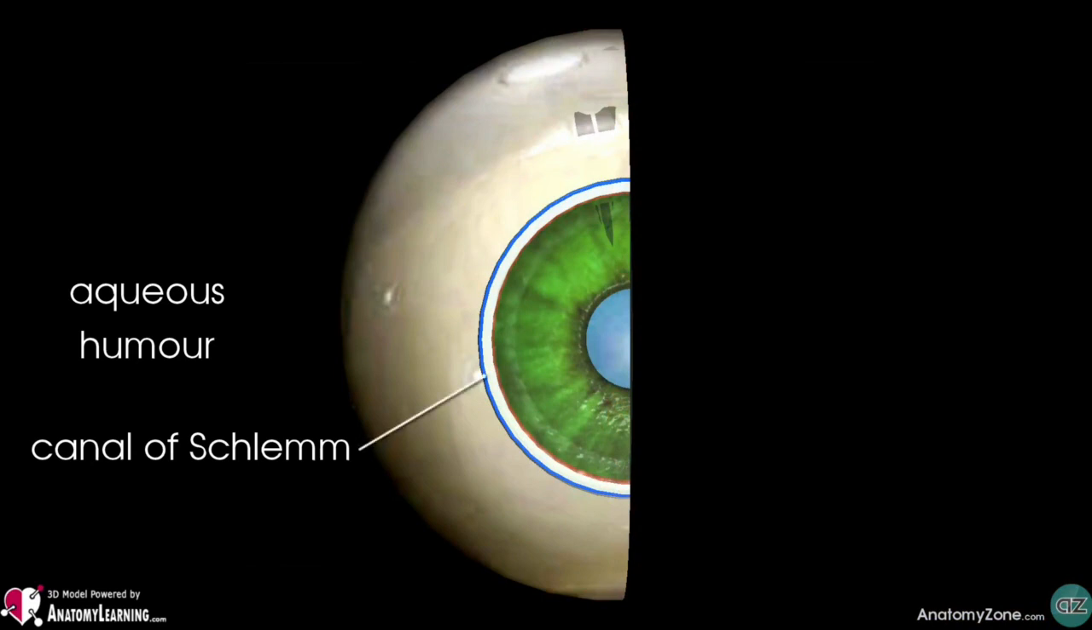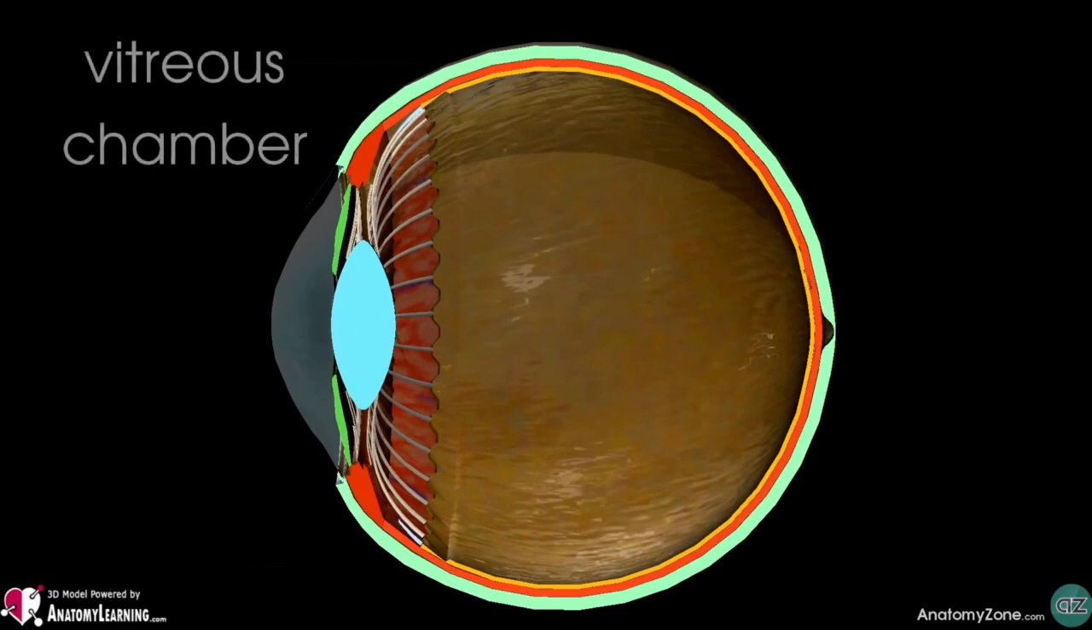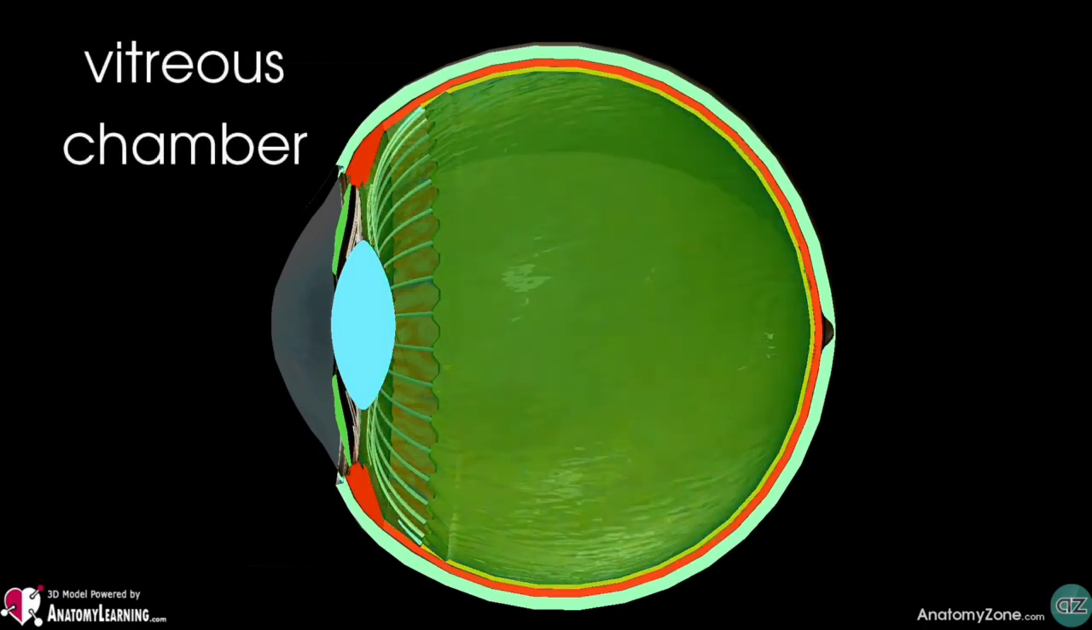If the drainage of aqueous humor is obstructed, the intraocular pressure will rise, a condition known as glaucoma. The lens separates these two chambers from the vitreous chamber, which fills the eyeball with a transparent, gel-like substance known as vitreous humor or vitreous body, extending from behind the lens to the retina posteriorly.